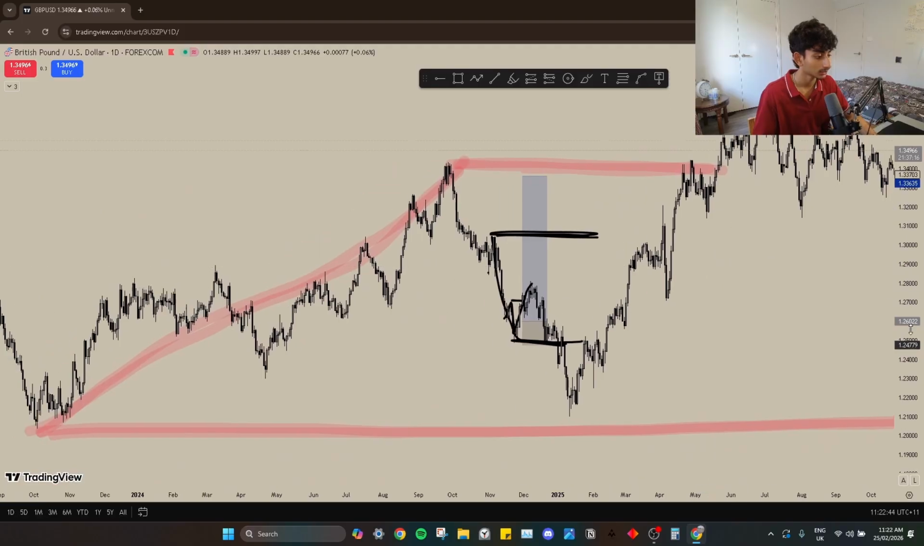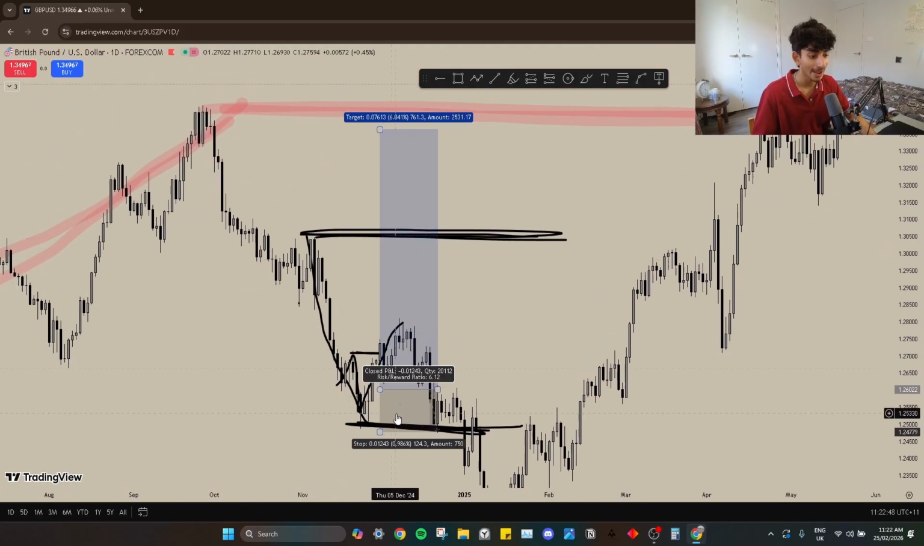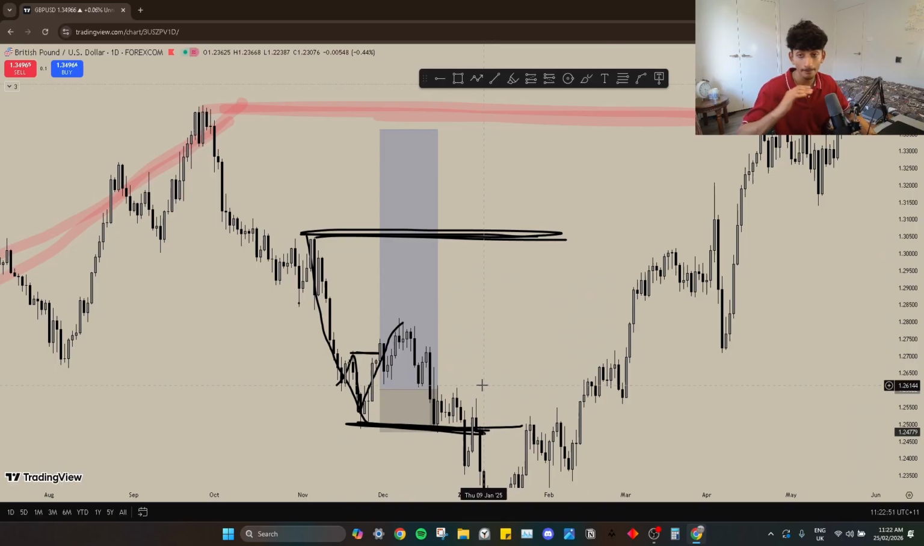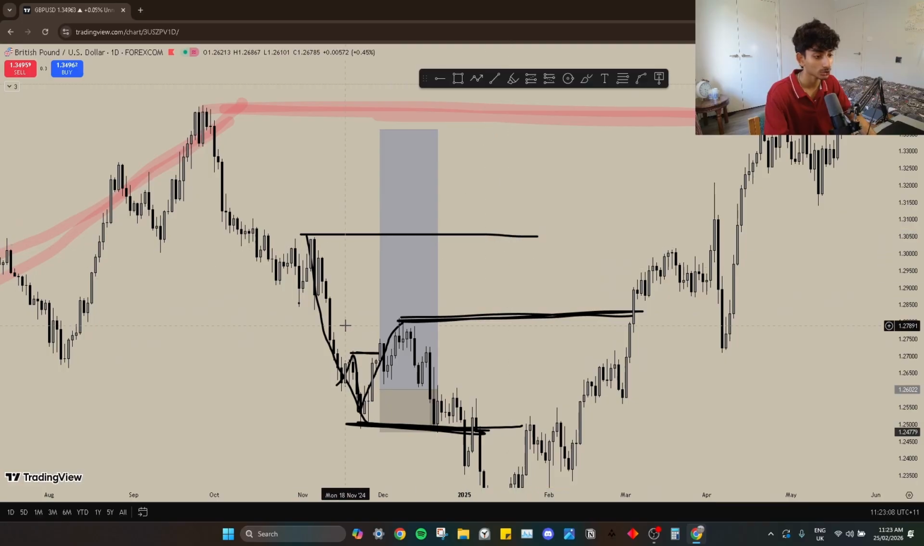So over here, this was your swing. Anything that happens within the swing should not matter. It shouldn't matter at all, okay? Because this change of character is just facilitating the internal pullback. Like, it should not matter. The only time you should even be looking for changes of character is when highs are broken, okay? And that's what I'm going to show you right now.